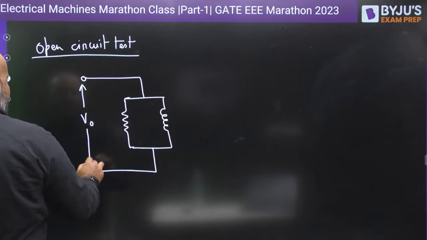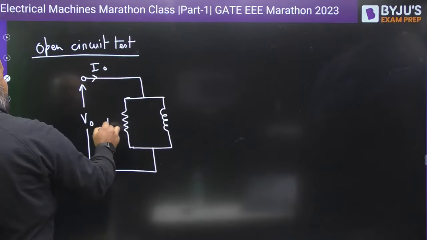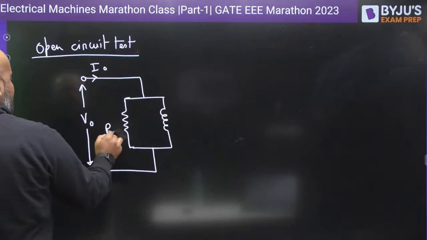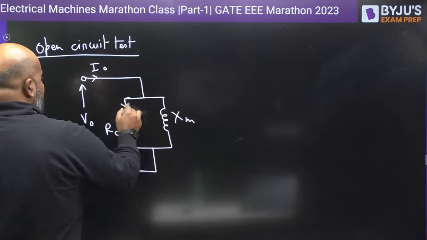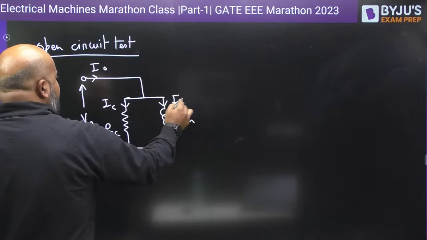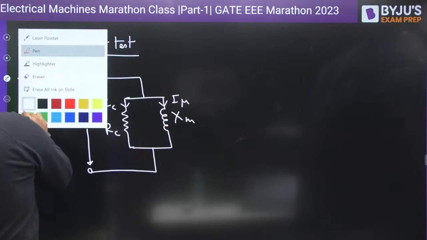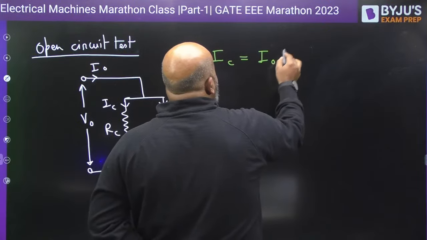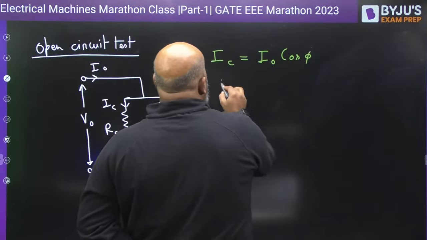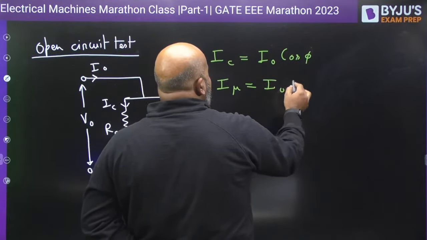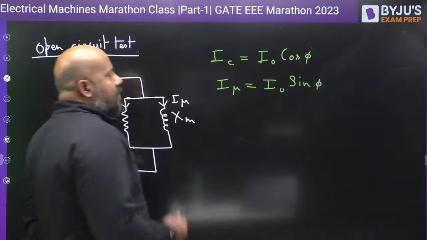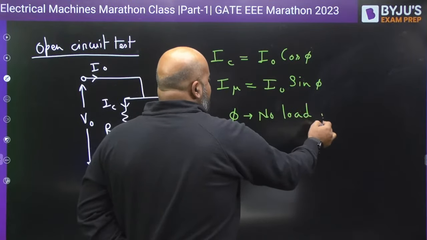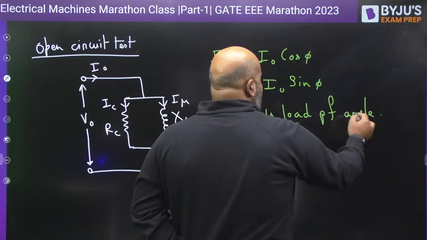So this is V naught, this is I naught, this is RC, and this is XM, where this is IC and this is I mu. Now, if you understand the relation, IC is going to be I naught cos phi and I mu is going to be I naught sin phi, where phi is the no load power factor angle. Is it clear, everybody?